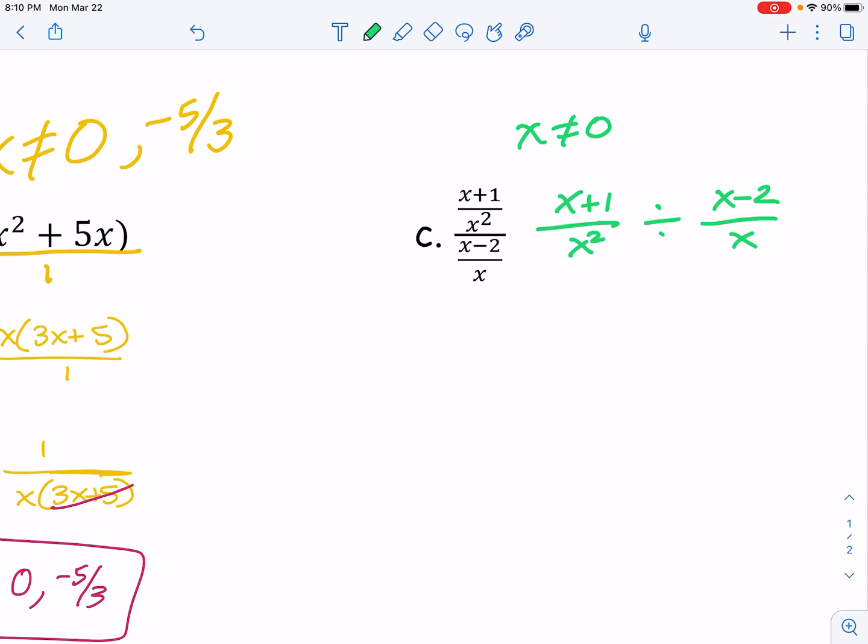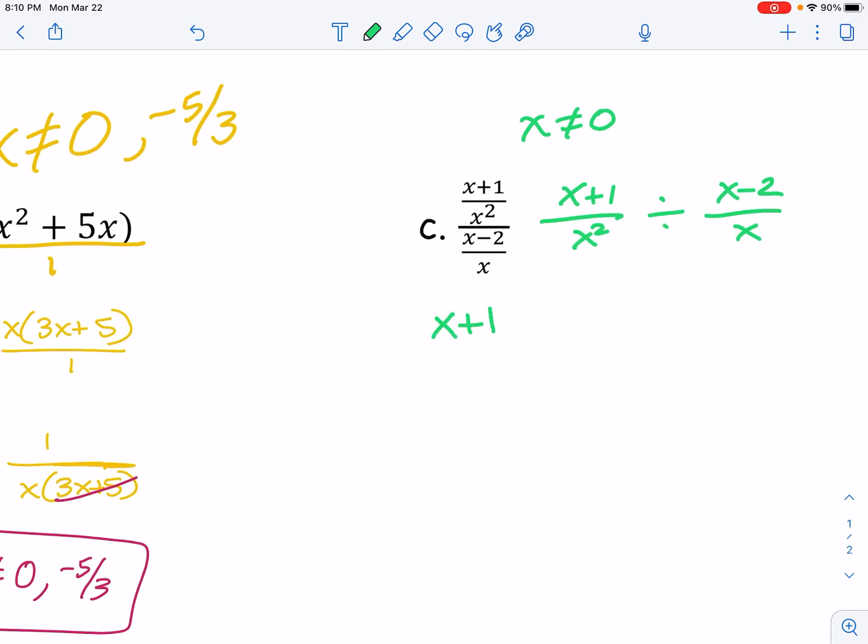So now I want to rewrite this problem as a multiplication. So x plus 1 over x squared is going to get multiplied by x over x minus 2. Again, I want to look at my domains and see if there's any domain restrictions. Why do I keep saying domains? Denominators. Look at that denominator, still an exclusion of 0. The denominator here is going to be an exclusion of 2. So add that to the list.